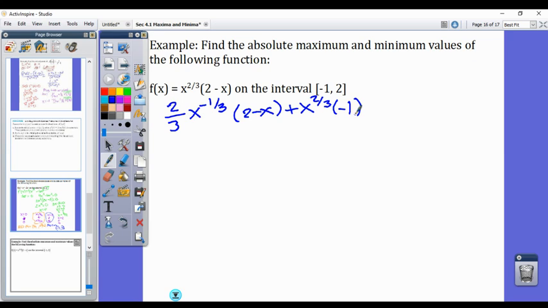Okay, so let's simplify this a little bit. The negative 1/3 is going to drop down to the 3 with my denominator. So I'm going to get 2 times 2 minus x all over 3x to the 1/3 minus x to the 2/3. Okay, so this is a little bit yucky in the sense that I have a fraction here. So what I'm going to do is multiply the right term by x to the 1/3 so that I can make the fractions have like denominators.